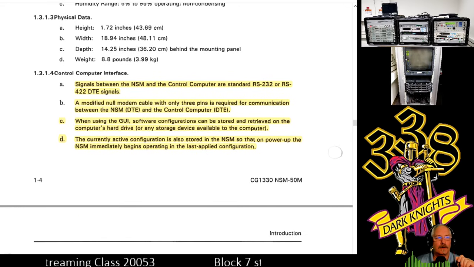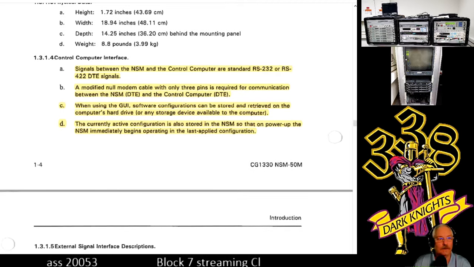Now we come down to 1.3.1.4, control computer interface. I'm pointing out some facts here. Signals between the NSM and the control computer are standard RS-232. You've seen this elsewhere. And 422 DTE signals. So what's it acting like? A computer. Exactly. The terminal. So you can see how what we have gone over now applies in the NSM tech manual.